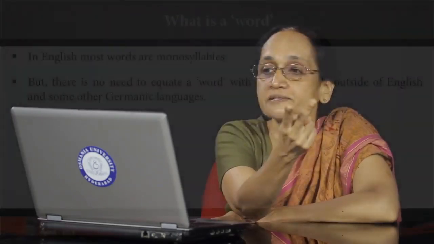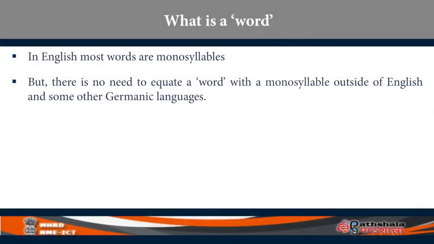In English, you get any number of simple monosyllabic words. Mostly they're all monosyllables. But outside of English, you may not get cat, mat, bat kind of words. Right? We have already talked about this. In Telugu, everything is CV. So you have Kalu, Balu, Malu, Chettu. They always have two syllables. So there is no need to equate word with monosyllable outside of English.